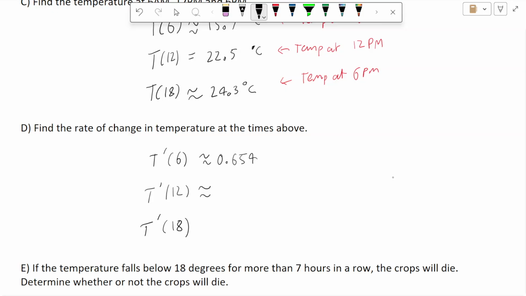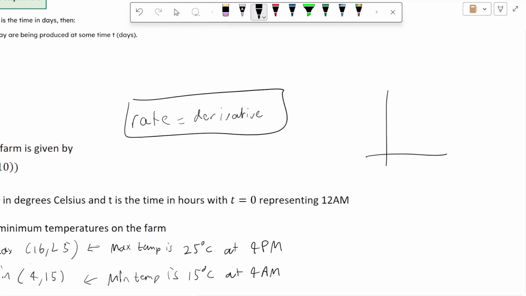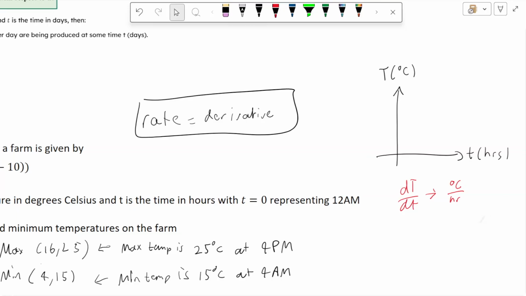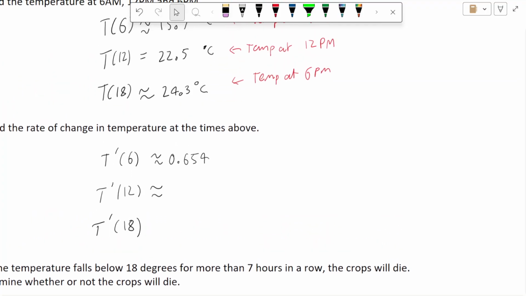Now the units on this, whenever you're dealing with a rate, basically this temperature graph looks like this. It's big T in degrees Celsius, and it's little t in hours. So for the unit on the derivative, think of it like this. To t, the unit will become degrees Celsius on the top and hour on the bottom. Degrees Celsius per hour, that's going to be the temperature increasing or decreasing.